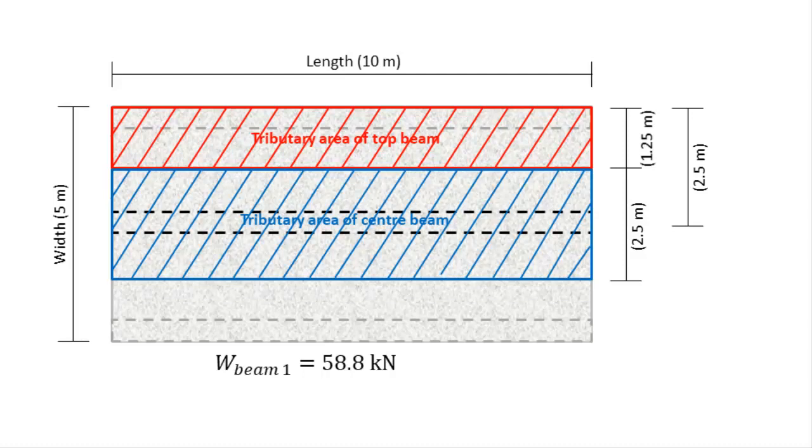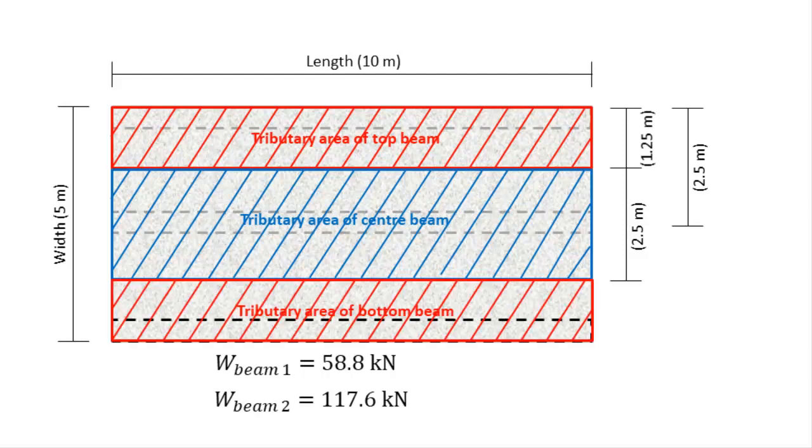The width of the center tributary area is twice the width of the top tributary area, which means that the area of the slab is twice as large, which means the weight of the slab is also twice as large. So the weight that is supported by the center beam will be twice as large as that of the top beam, or 117.6 kilonewtons.